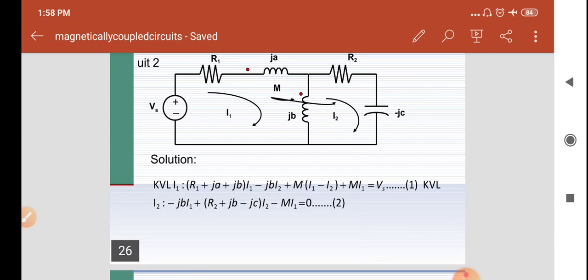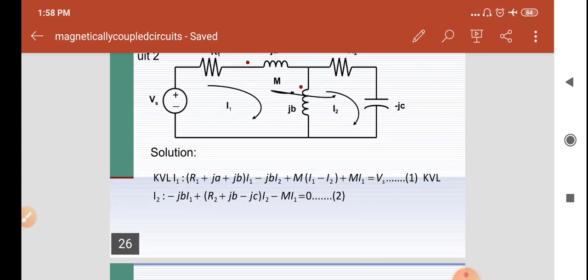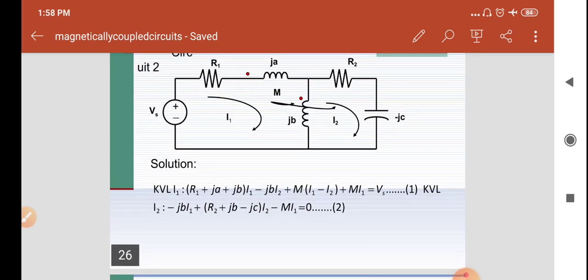The reference current here is I2. I2 is flowing from coil to dot, but at the other dot, the I1 current is flowing from dot to coil. As I1 and I2 are flowing in the opposite direction, the mutual inductance is minus. And in case of mutual inductance, we need to write down the opposite current, for I2 it is I1, so we write minus M into I1 equal to 0.